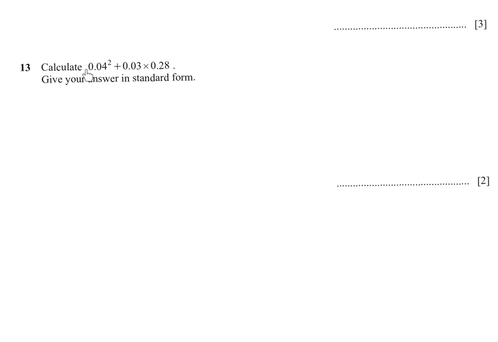Number 13, calculate 0.04 squared plus 0.03 multiplied by 0.28. With your calculator, get the answer first. The answer is 0.01. You can write it in standard form as 1 times 10 to the power negative 2.